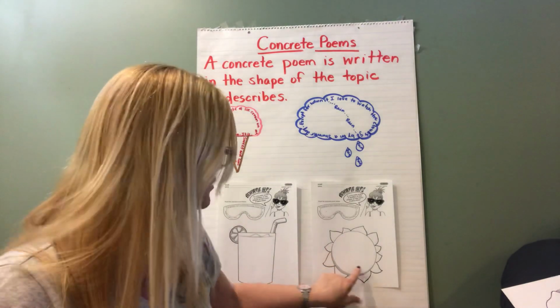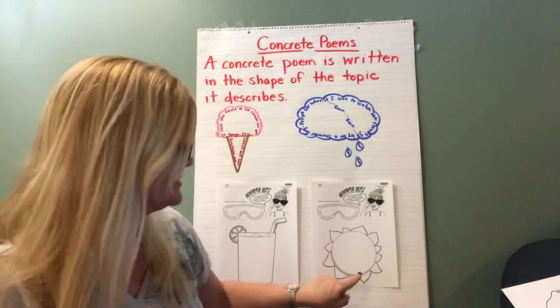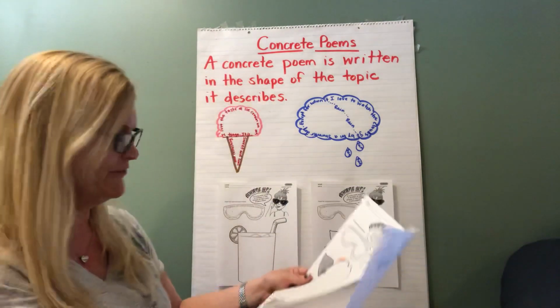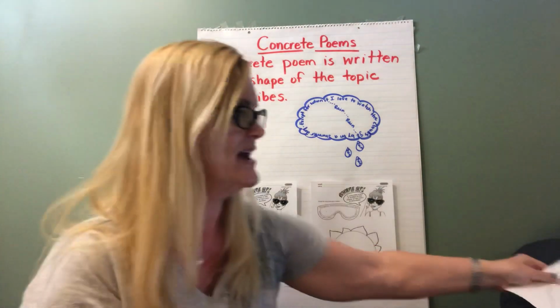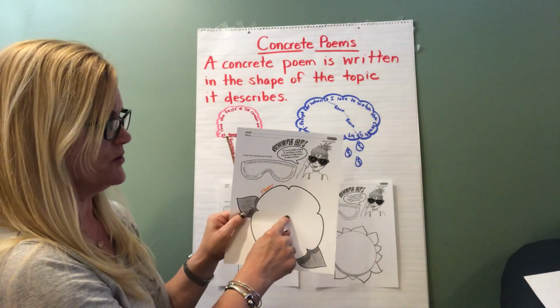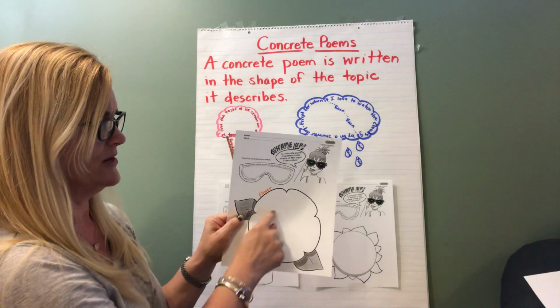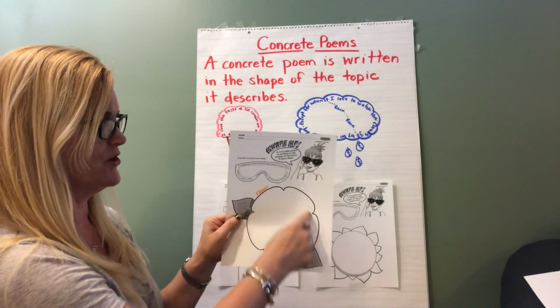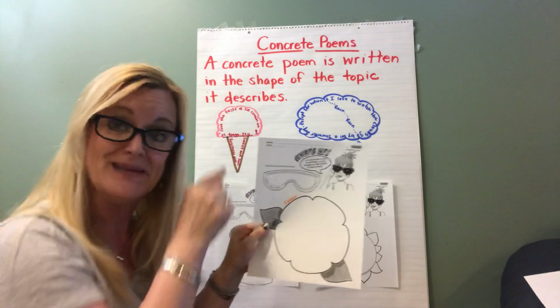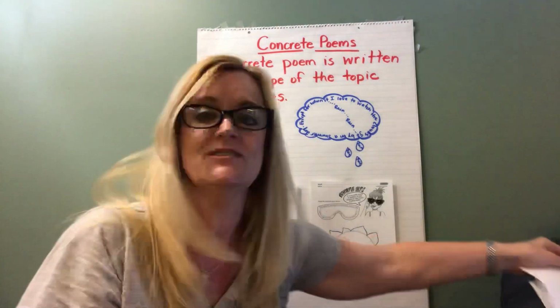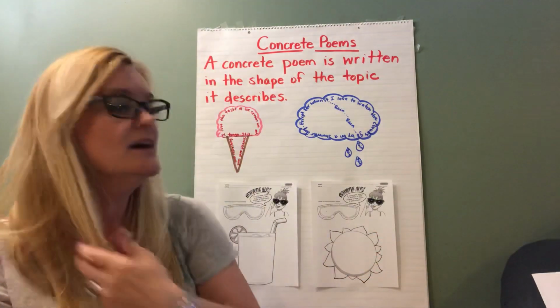I've seen poems, especially for a flower, where it'll start on the inside and then the words will go around and around in a circle and fill up the entire space like in a spiral. So that's a different thing that you can do with your words.